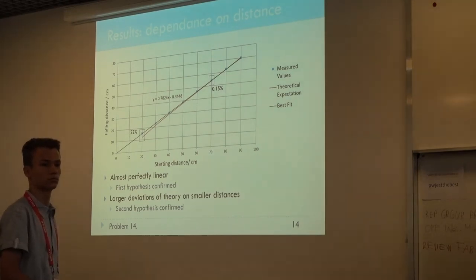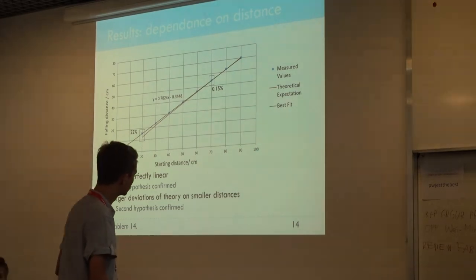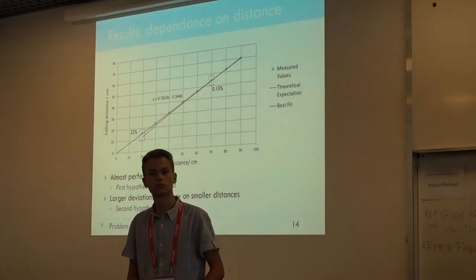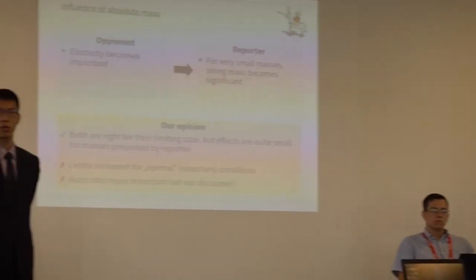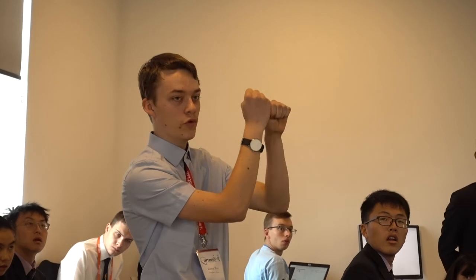To the reviewer, you said that very large absolute mass will introduce new physics to this. What kind of phenomenon would occur? Some really, really high mass could maybe lead to some bending of the rod, which would affect the entire trajectory, or maybe even have an effect on the tension of the string, which is also stated by the opponent.